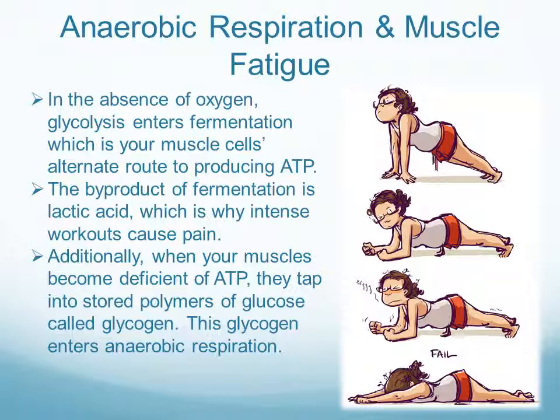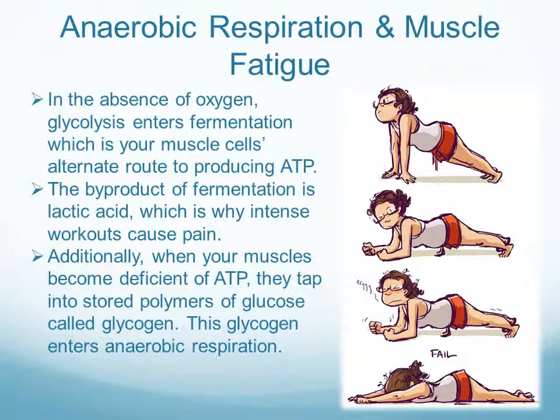So what happens when you run out of readily available oxygen or ATP during an aerobic workout? The short answer is that your muscle cells enter anaerobic respiration, which is also called fermentation. When your muscle cells run out of oxygen, glycolysis enters fermentation, which is your muscle's way of producing as much energy as it can without the presence of oxygen. The byproduct of our muscles' fermentation is lactic acid, which is why we feel sore after the intense workout.